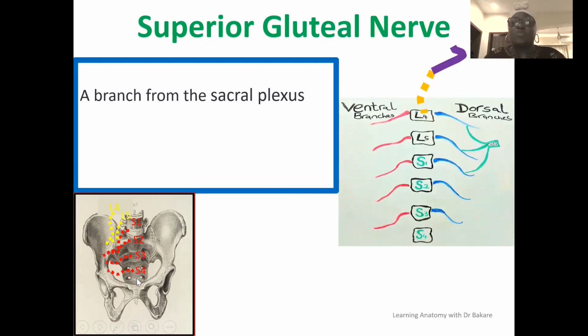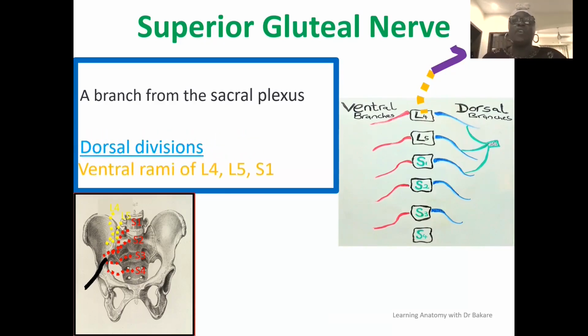These nerves come together to form the sacral plexus, and it is from this sacral plexus that a number of nerves emerge. One of the nerves emerging from the sacral plexus is the superior gluteal nerve, and this is what is highlighted here in black. This is what this lecture will be focusing on, diving deep into the details of how the superior gluteal nerve emerges. We say that the superior gluteal nerve is an emergence from the ventral rami of L4, L5, and S1 spinal nerves.